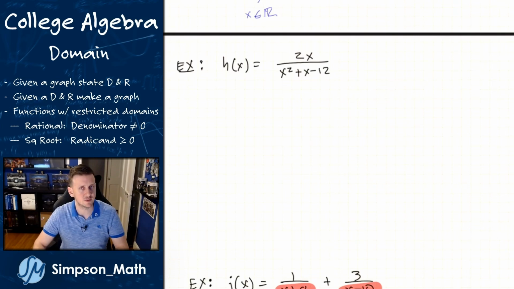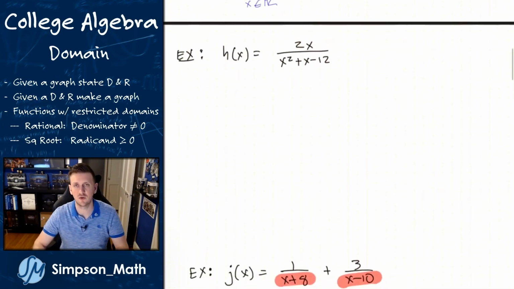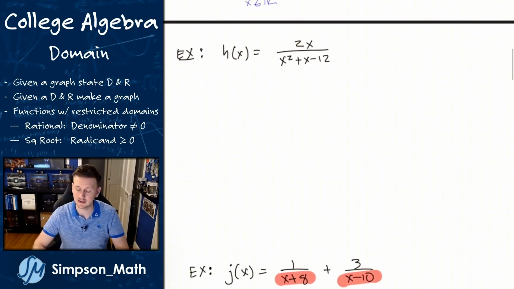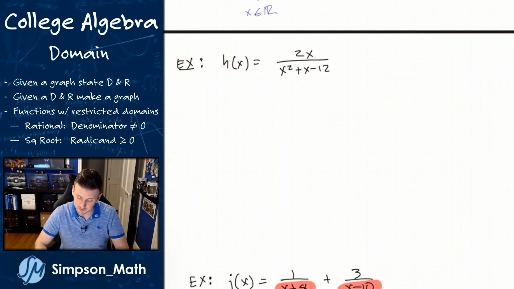So let's look at this one. H of x is 2x over x squared plus x minus 12. Make sure that your fraction bars are long enough. They need to extend to the left past your furthest left object and to the right past your furthest right object. Mine barely does, so I can make it a little bit longer, I guess. But it's a good idea to make sure that they are nice and long.